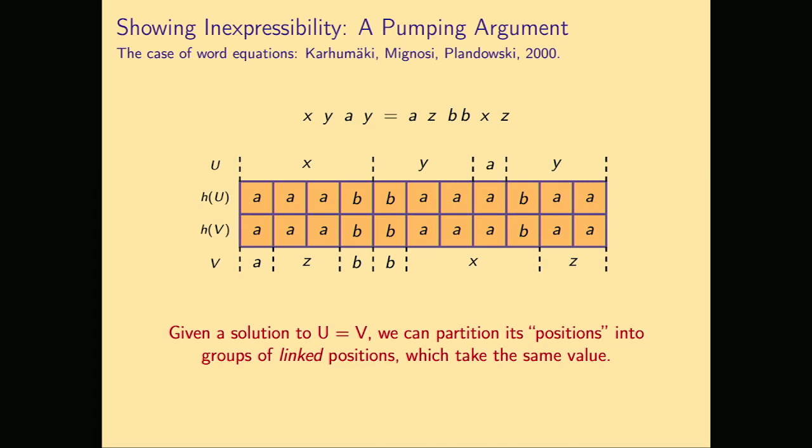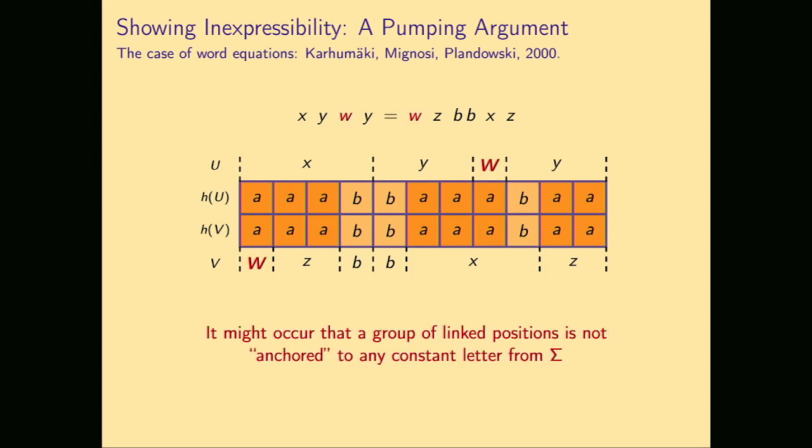And the trick here is that you can partition the positions of a solution in groups of linked positions which take the same value. So for instance, here we have an A. This means that on an upper part we will also have an A, but it's the first letter of X. So also in the upper part where we have an X, we will also have an A, and so on. You get sort of a link between these positions. So for instance, after several steps, you see that if in one of these positions you have an A, then in all of them you will have an A.